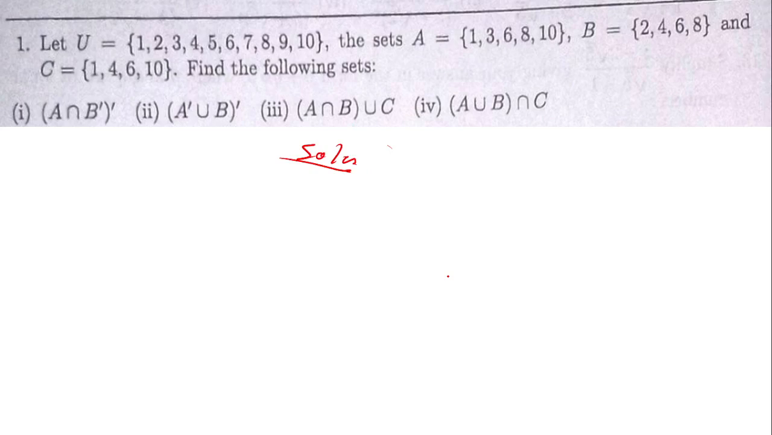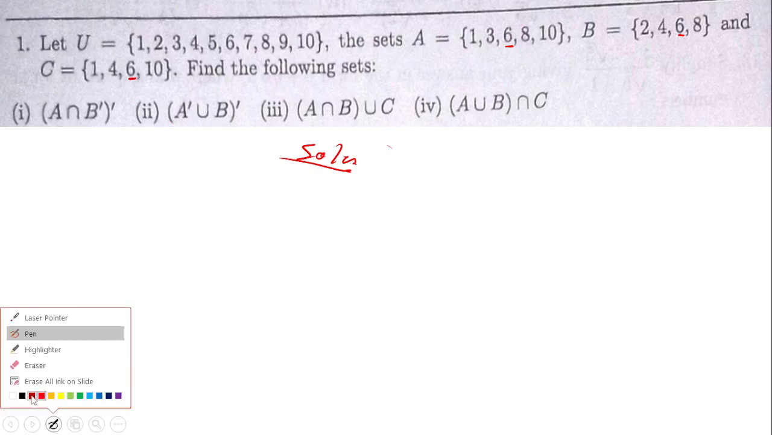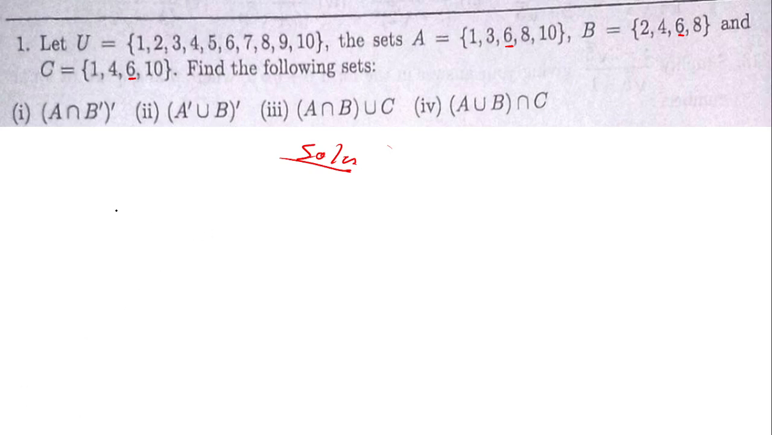So the first thing that I'll do is simply look at these sets and see if at all these sets are intersecting. From here I can see a 6 there, I can also see a 6 there, I can also see a 6 there. By noting these 6s, I can easily tell that all these sets are simply intersecting.